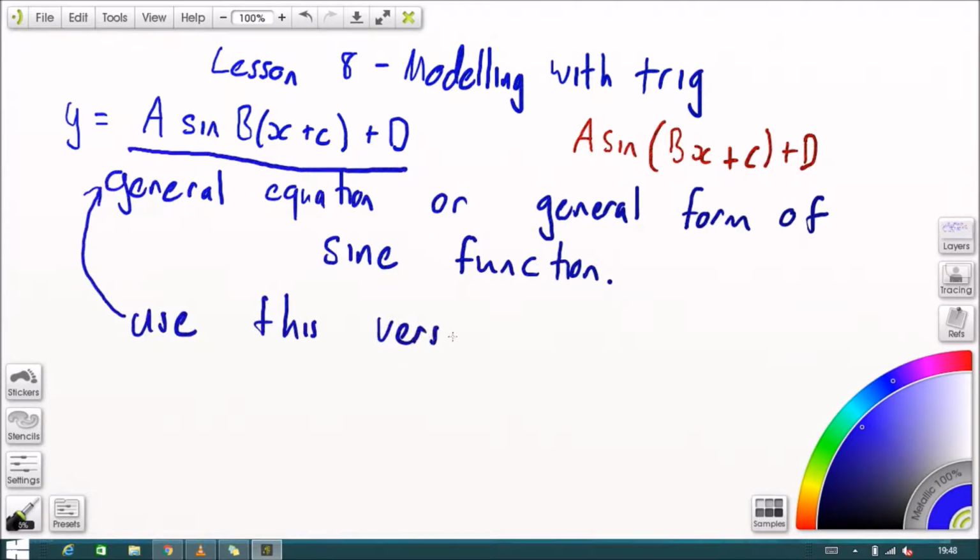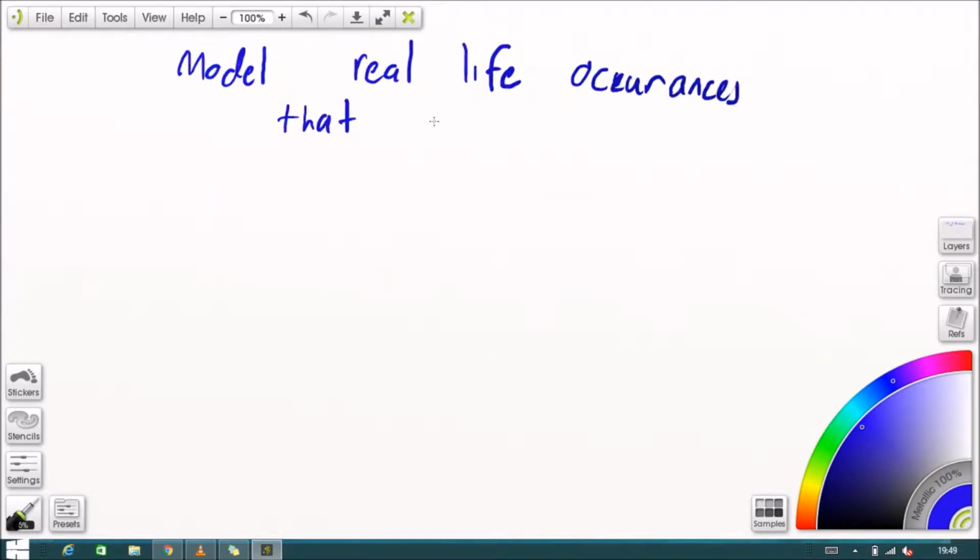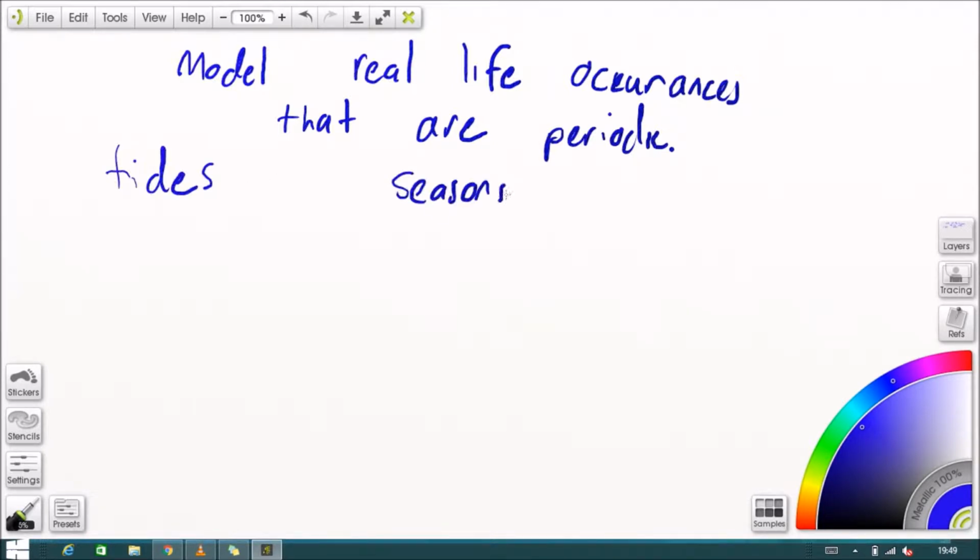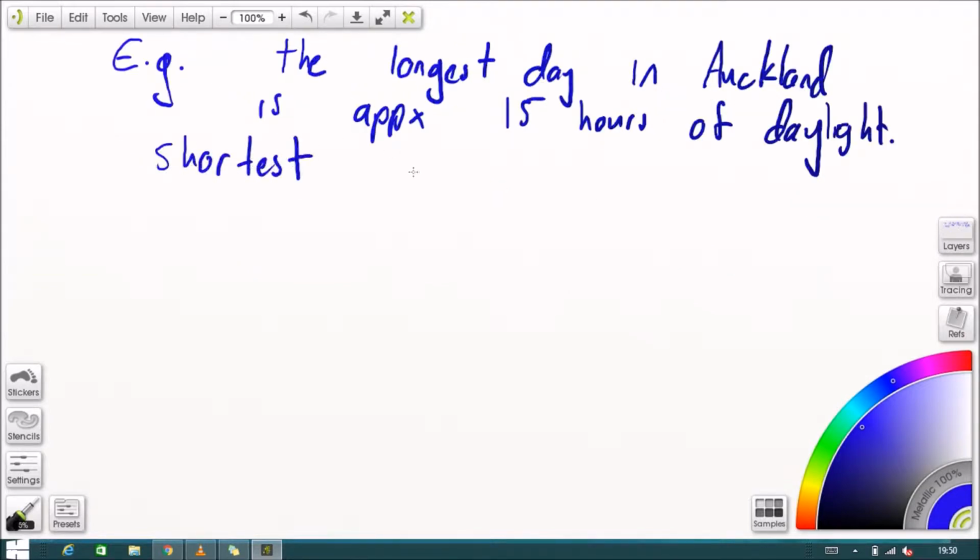Now there's a reason for this. Using b outside the brackets, but still within the sine function, allows us to take a shortcut. So we're going to model a real life occurrence that is a periodic event, such as the tides, the seasons, or the wheels on a bus. Something that goes up or down or round and round can be modeled by a sine function. So the tides go up and down, or the seasons get warmer, colder.